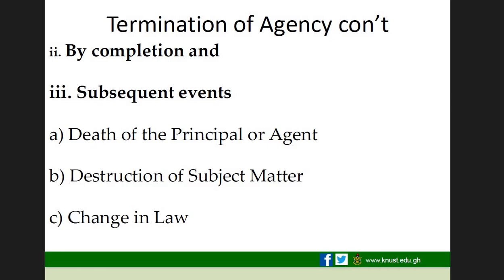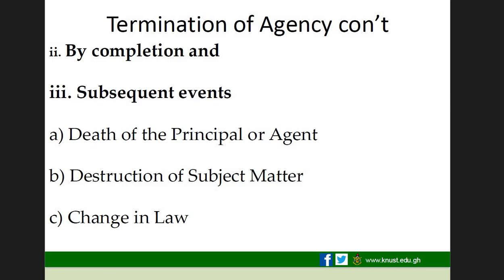Then for the third one, subsequent events. The subsequent events here include death of the principal or agent. In case of death of either the agent or the principal, it can cause the end of the agency. I hope that is clear.